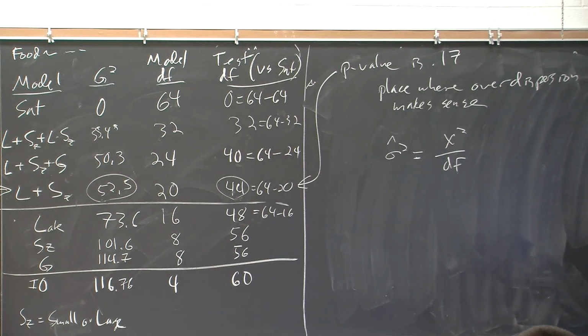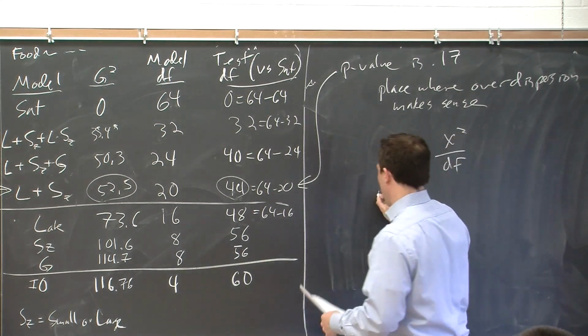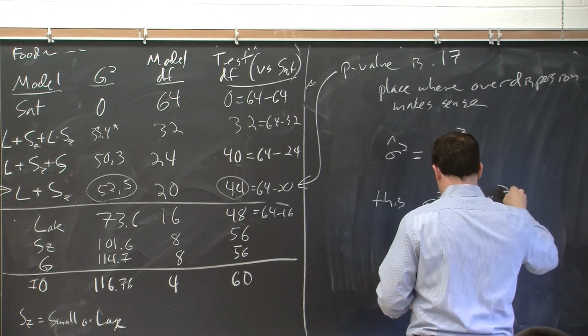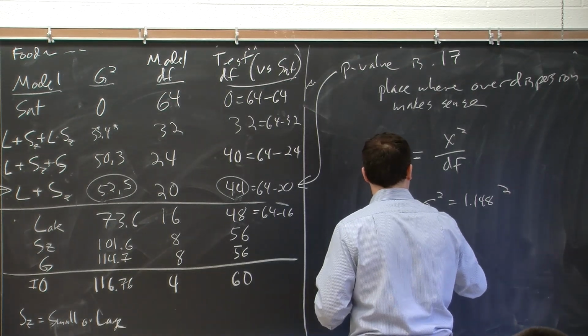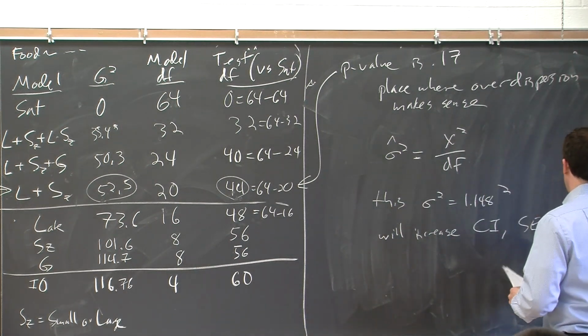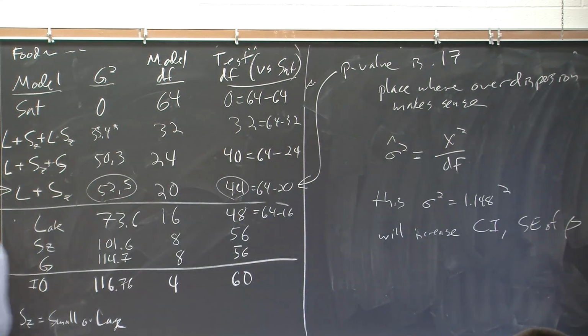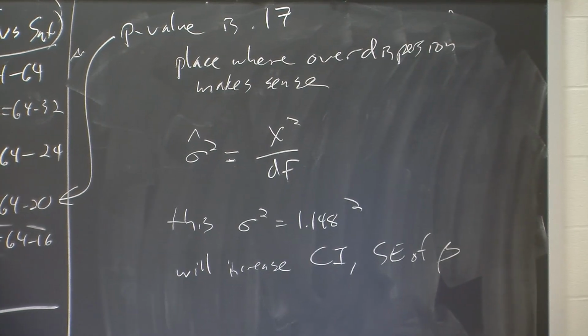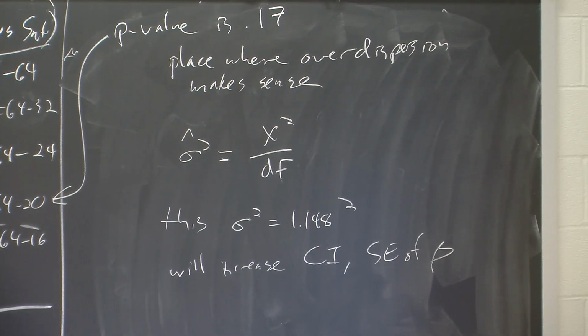And what that will do is, this sigma squared, which is 1.148 squared, will increase confidence intervals, standard errors of the beta, and change the significance of our tests. So in some ways it's a conservative assumption, because it's a way of reflecting that your model didn't work as well as you hoped that it would. Okay. So let's look back now at some of the other techniques for the other choices that we had.